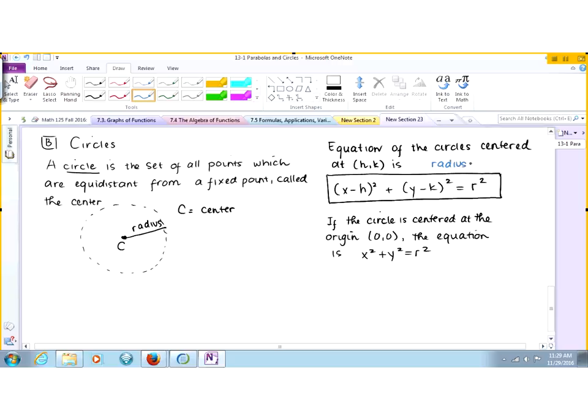Oh, I have to say radius r. So the radius is r. They all have radius r. So this looks like the distance formula. All right. So this is called the center radius form of the equation, because by looking at it, you know the center and the radius.